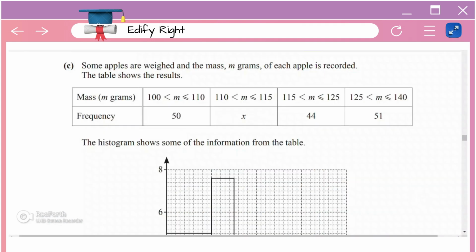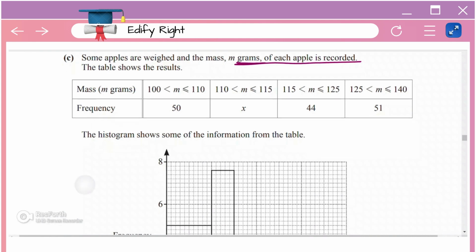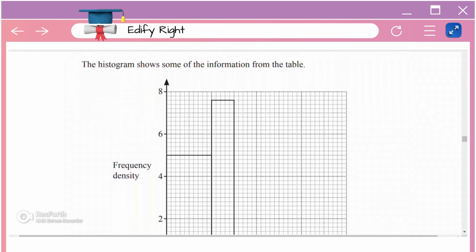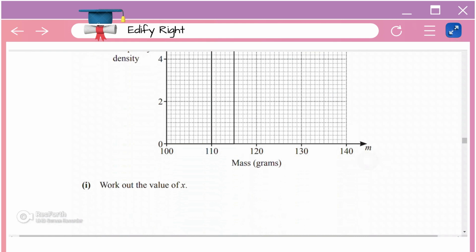Alright, here we have a sum on histogram. Let's see what the question says. Some apples are weighed and the mass m grams of each apple is recorded. The table shows the results. So we have a graph, a histogram basically, which has data of different masses of apples and the frequency. So let's look at the histogram over here. It shows the information from the table.